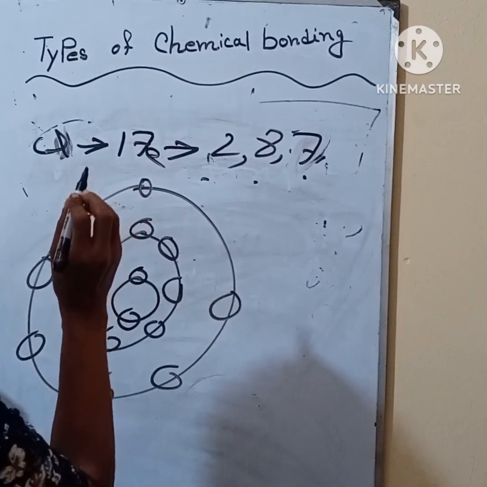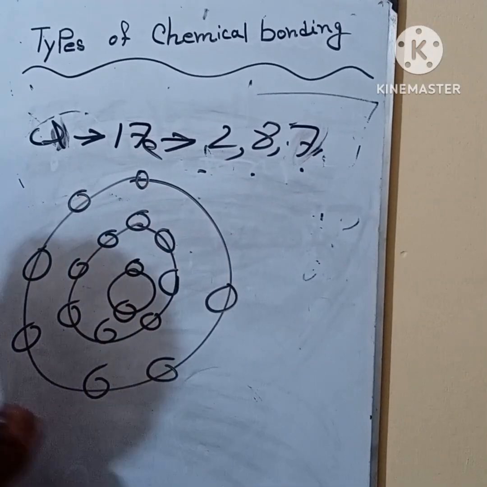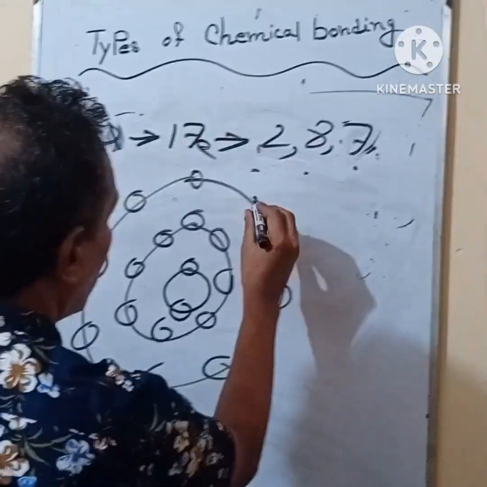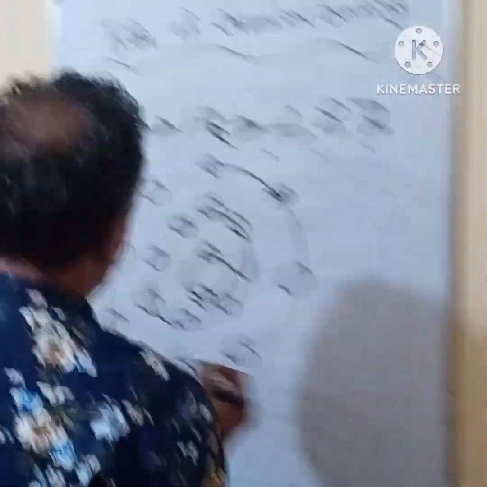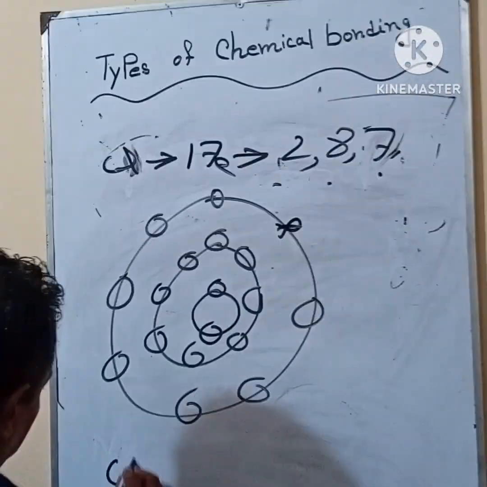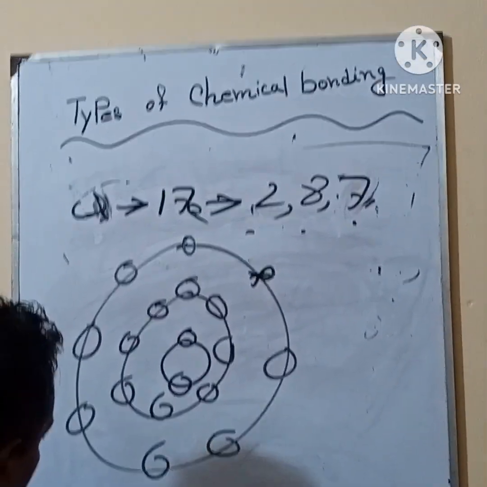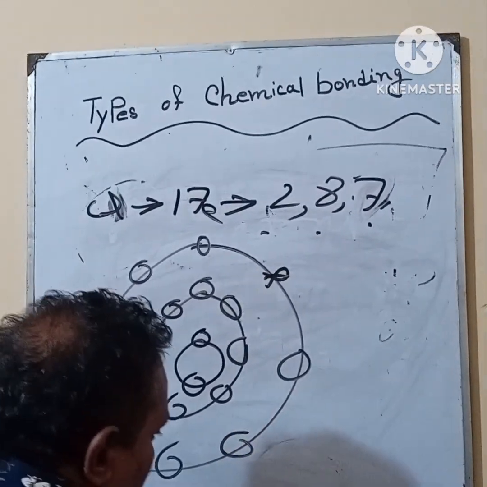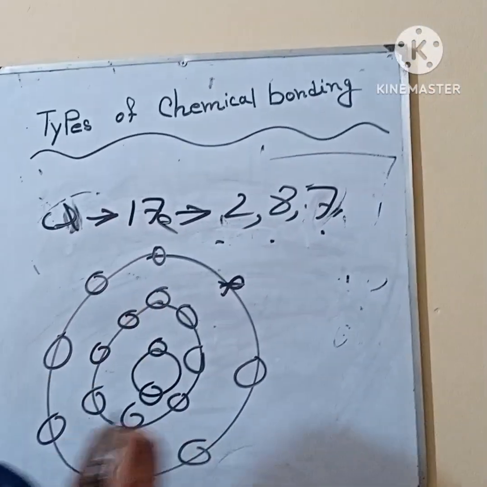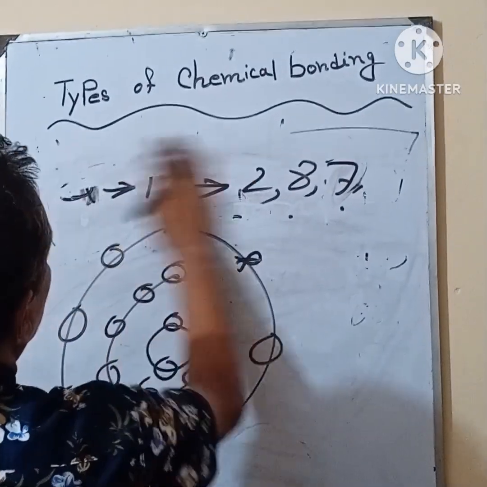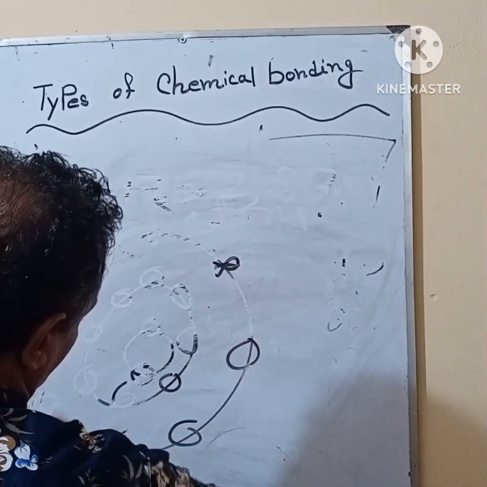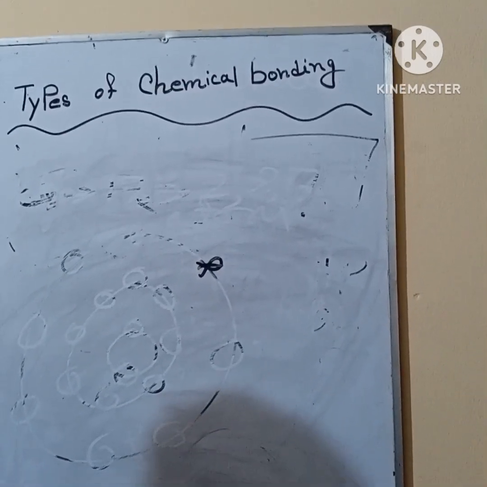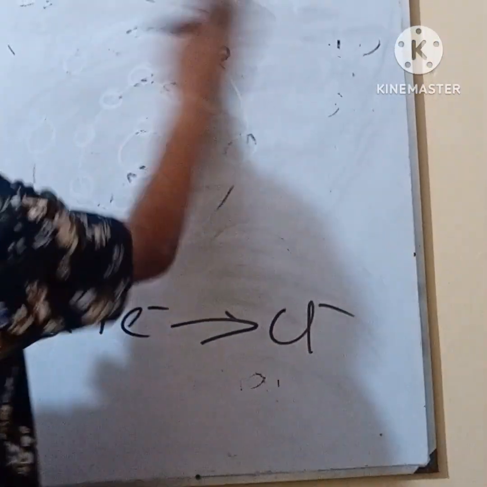To form the octet rule, it needs 1 electron. So chlorine gains 1 electron and becomes a chloride ion. Chlorine formed chloride ion.